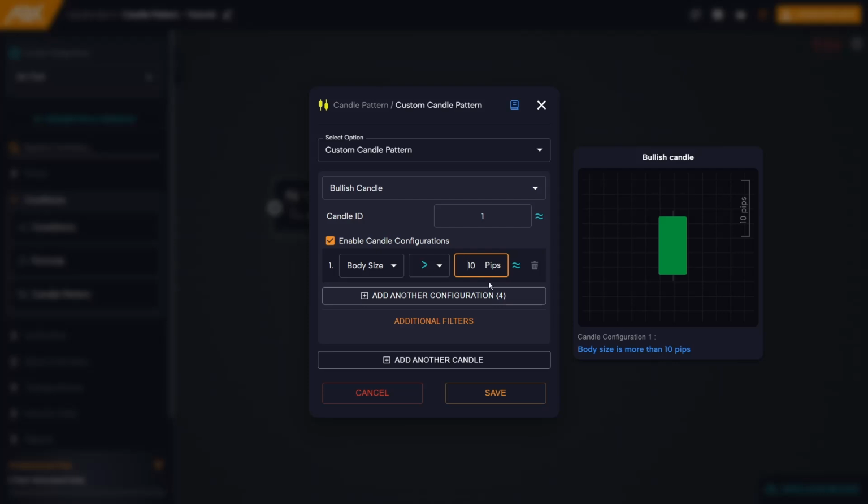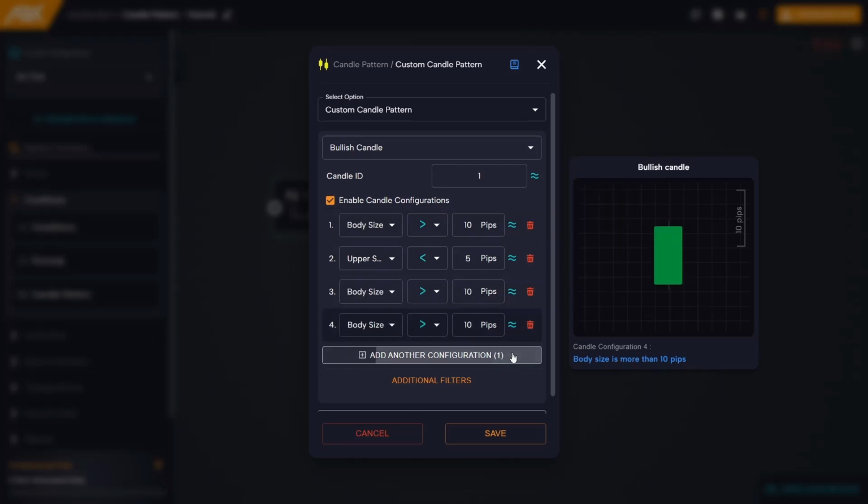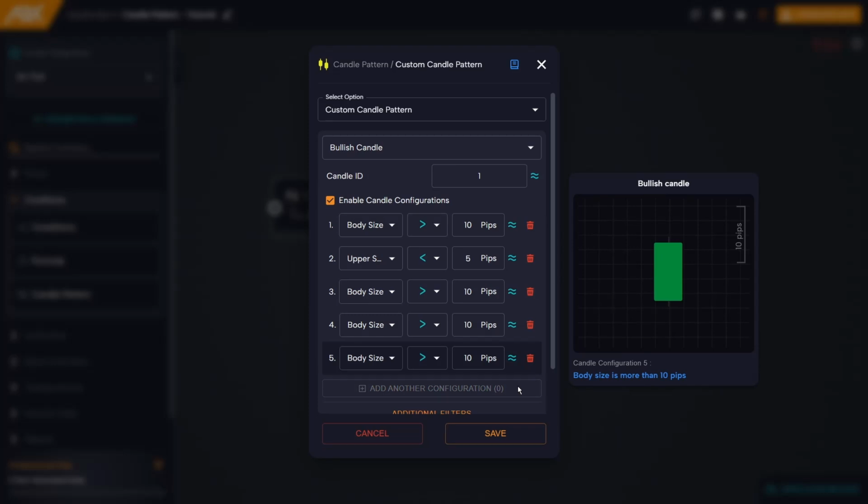For example, if we leave the default parameters, we are looking for a bullish candle with a body greater than 10 pips. But we can further customize our candle. Clicking on Add Another Configuration opens a new line, and here too, we can choose different configurations. For example, if we enter upper shadow size and select less than as the operator and enter 5 as the pips, now we are looking for a candle with a body greater than 10 and an upper shadow less than 5. We can add these configurations up to a maximum of 5 times per candle.